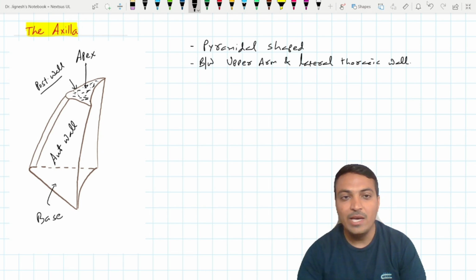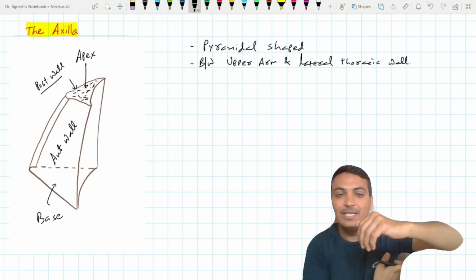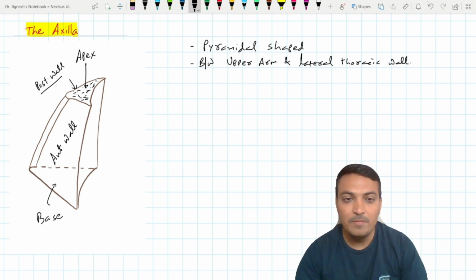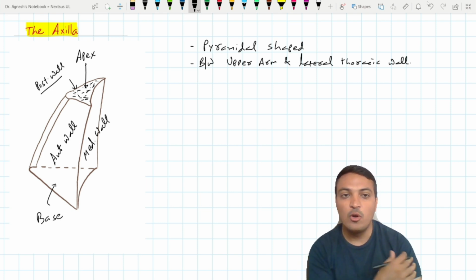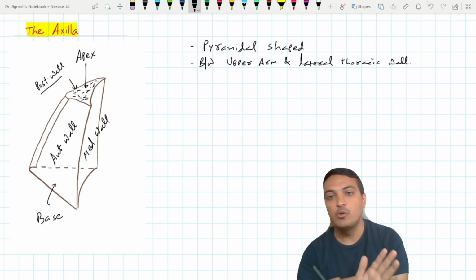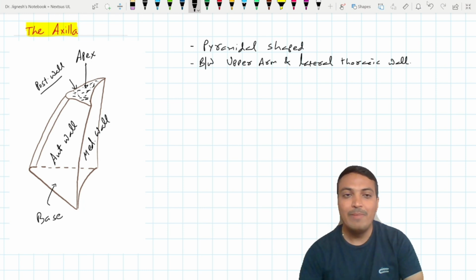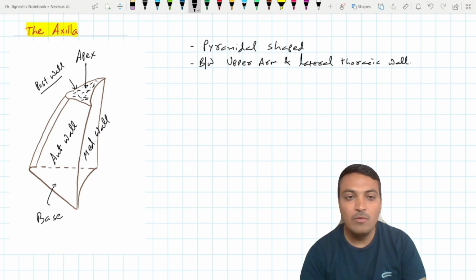It has one medial wall, which is the lateral thoracic wall, and it forms the medial wall of the axilla. So here we can see this one is the medial wall. The lateral wall is very narrow, and it is formed by the fusion of the anterior wall and the posterior wall. It is formed by the humerus bone, having one bicipital groove within it, and that bicipital groove mainly forms this lateral wall of the axilla.